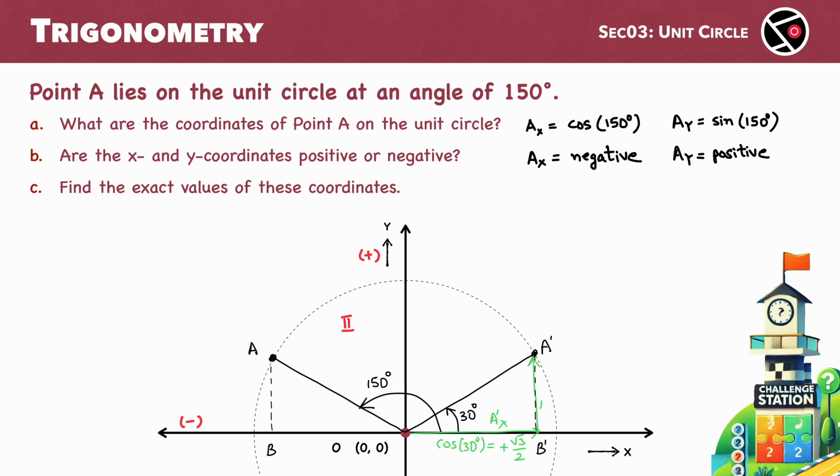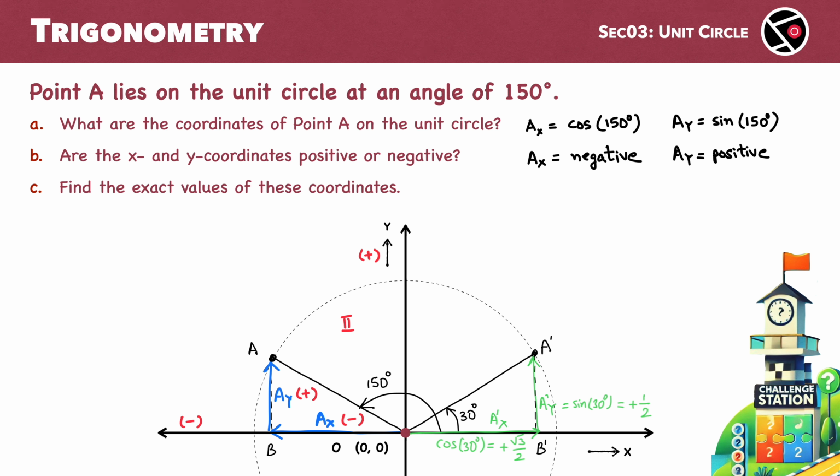The y-coordinate is sin 30 degrees, and that's plus 1 by 2. Again, positive y direction, magnitude is 1 by 2. Now let's move back to point A at 150 degrees. In the second quadrant, the x-coordinate is negative and the y-coordinate is positive. How do we find their magnitudes?